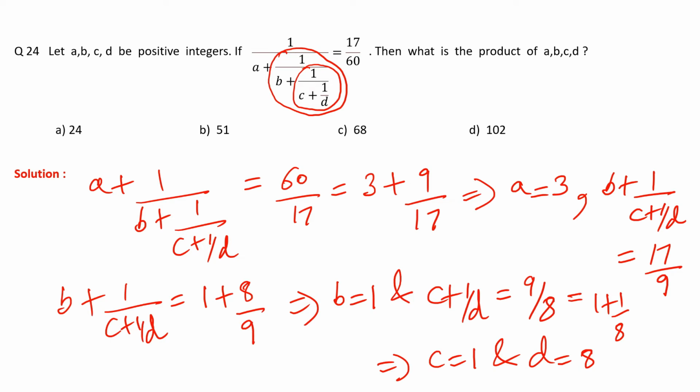So now students, finding the product is very easy. The value of A, B, C, D comes out to be 3 into 1 into 1 into 8. So it is nothing but 24. So our first option is the correct one. Now we move to next problem.